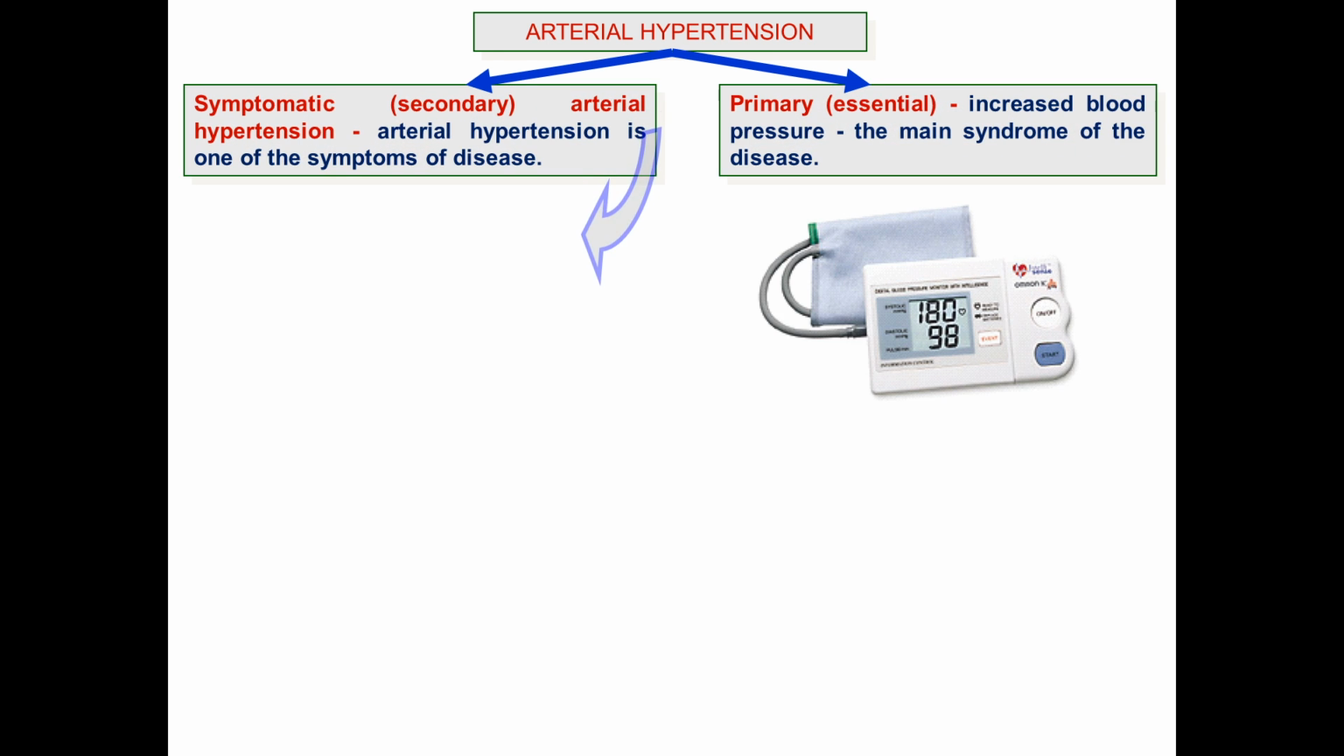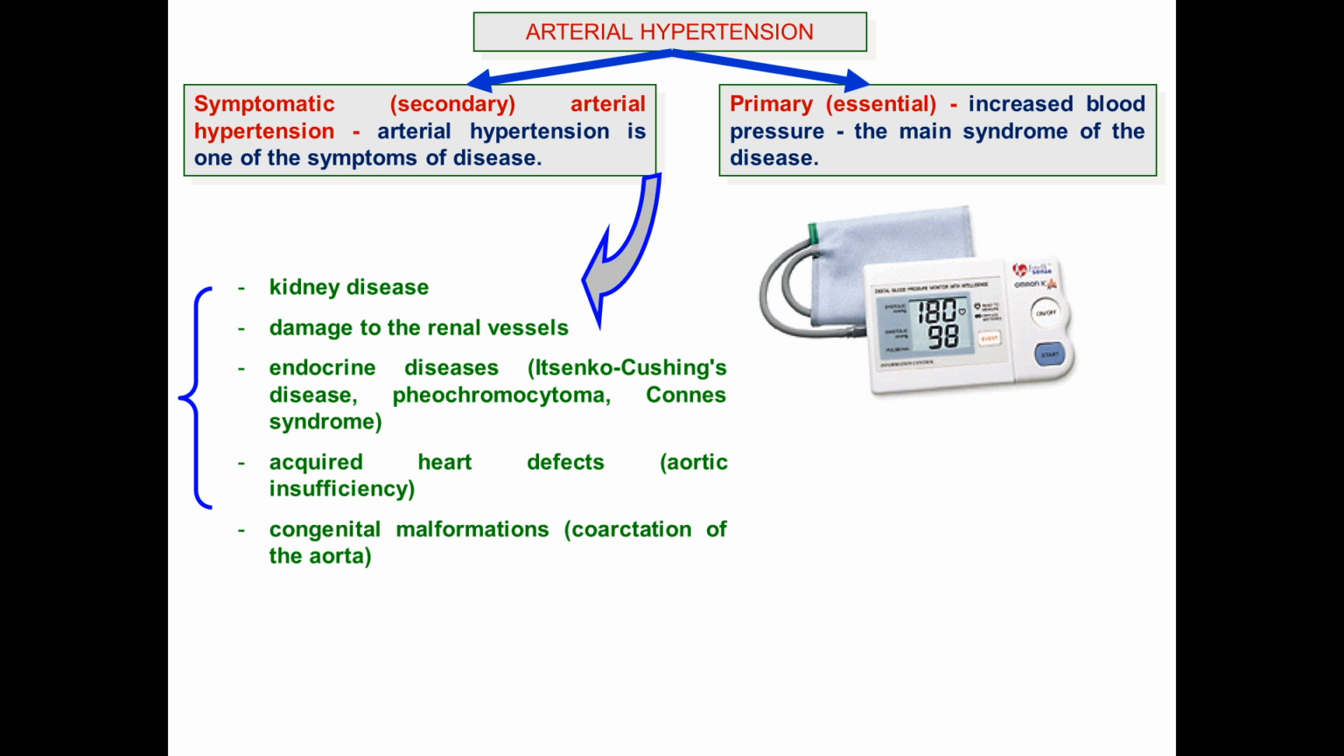Arterial hypertension has two types, primary and secondary. In primary, increased blood pressure is the main syndrome of the disease, whereas in secondary, arterial hypertension is one of the symptoms of a disease. Which disorders may result in arterial hypertension? Of course, there are kidney diseases, damage to renal vessels, endocrine diseases, acquired heart defects, and congenital malformations.